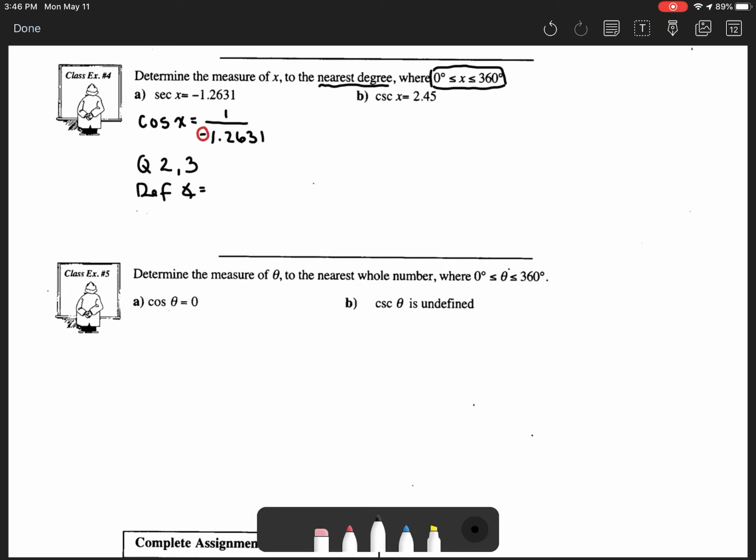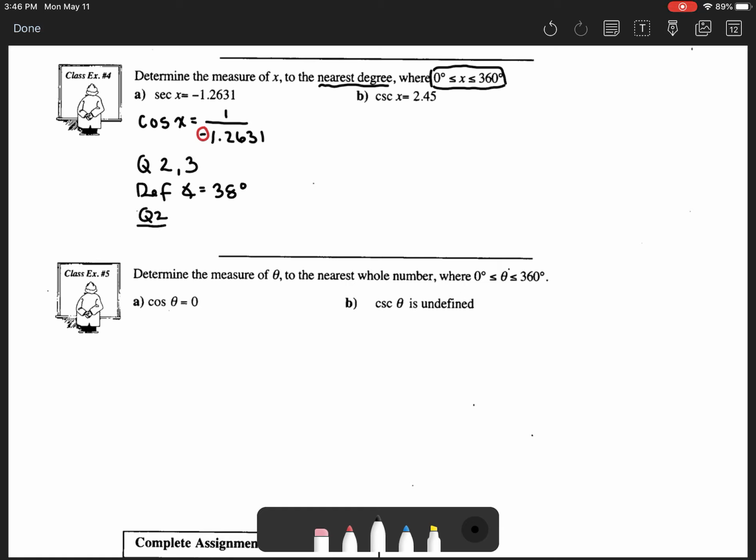Okay, and again, please remember there is a negative here, but I don't use it when I go and find my reference angle. So I'm just going to go 1 divided by 1.2631, hit enter, and then second function cosine of that answer. And that gives you 37.655, etc. To the nearest degree, though, as they state in the instructions, that's 38 degrees. So there's going to be my reference angle.